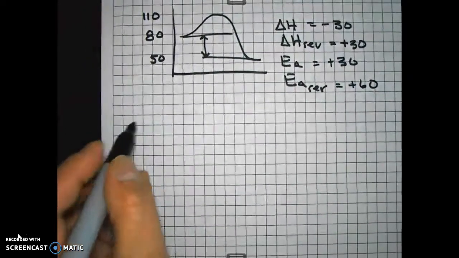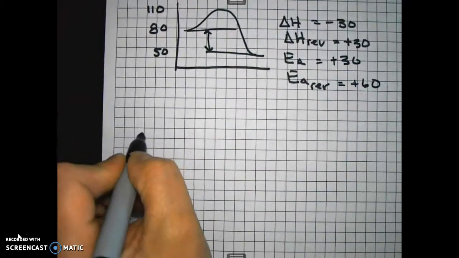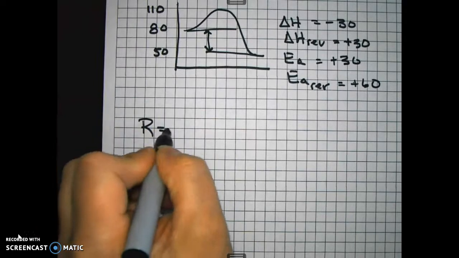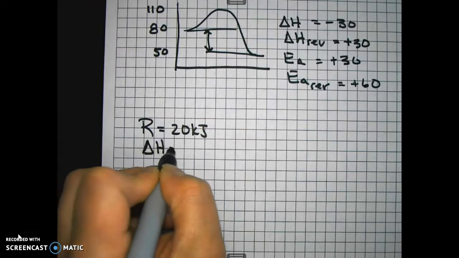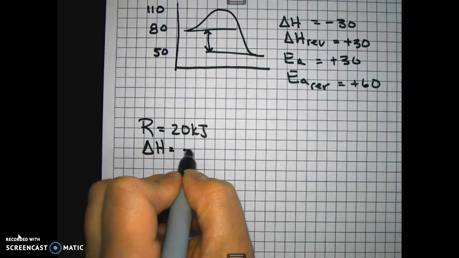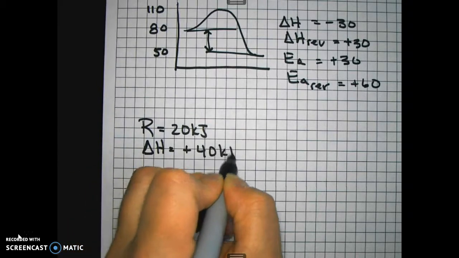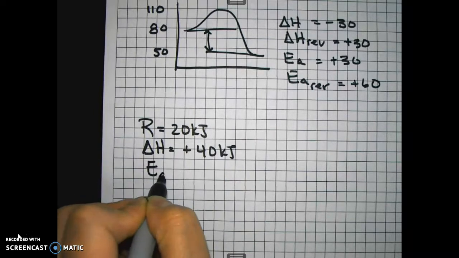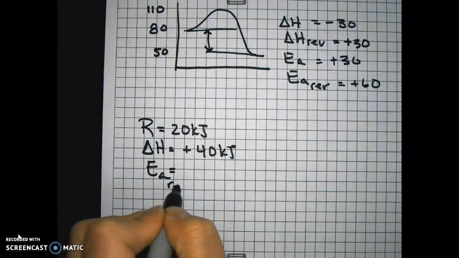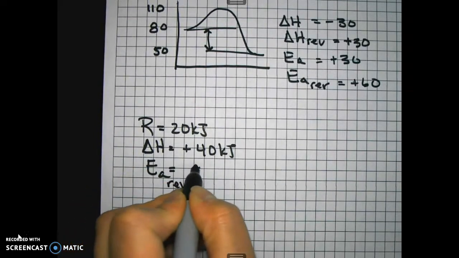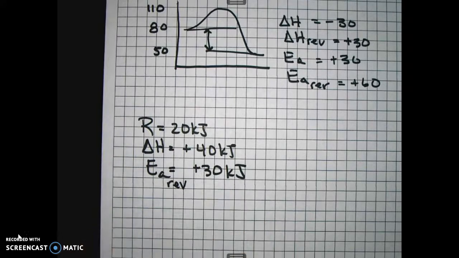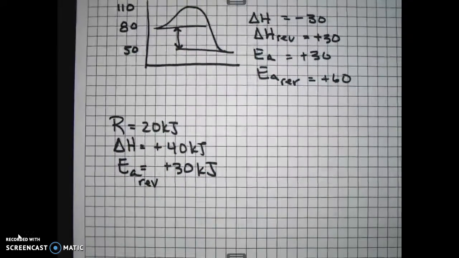Okay, one more. So if I tell you that the reactants are starting at 20 kilojoules and the delta H is a positive 40 kilojoules, and the energy of activation in reverse is a positive 30 kilojoules. Take a moment and draw that potential energy diagram. So again, pause it, draw it, and then compare to what I've got.